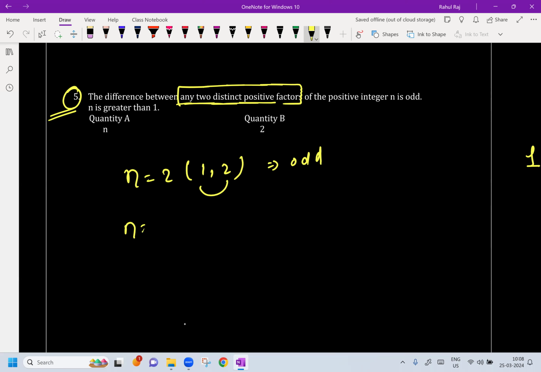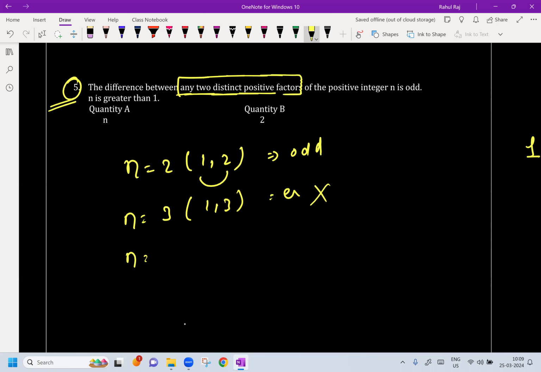Imagine I take n is equal to 3. What are the factors of 3? 1 and 3. 3 minus 1 is even, so I can't take this. Imagine I take 2 and 20. I don't have to go to 20, I'll come down to 20 also.